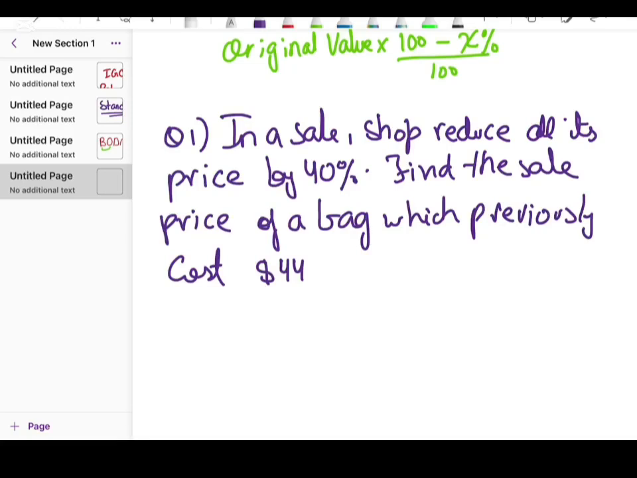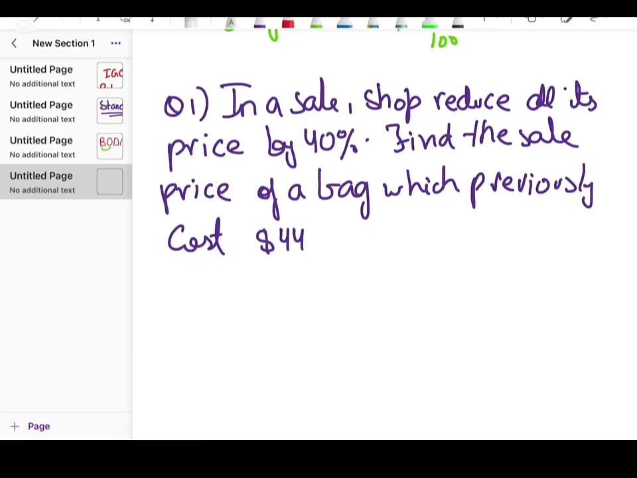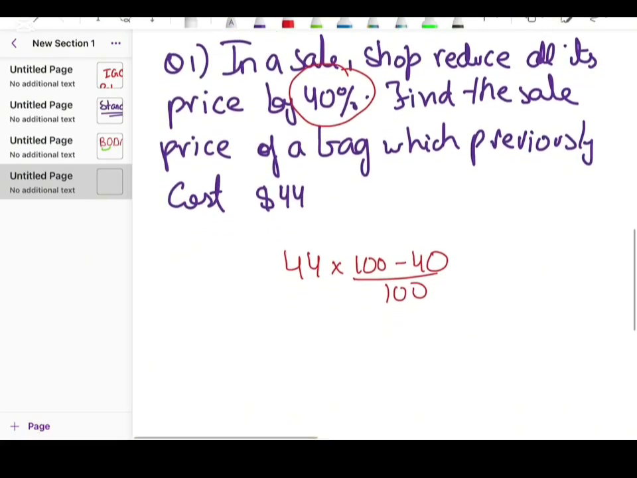So you can see that there is a decreasing percentage in it. So we will apply this formula. Original value is 44 multiplied by 100 minus 40, as it was 40%, divided by 100. So now we'll simplify this. 100 minus 40 will be 60. So now we will cancel the values. The 0 will cancel out. 2 threes and 2 fives.